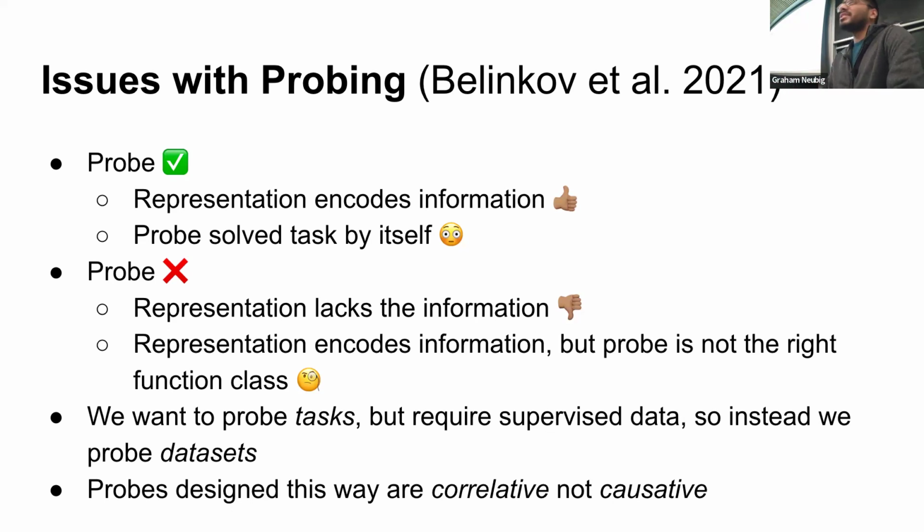Also, probes designed in this way are correlative, not really causative. Your underlying model is trained in a specific way, all of that information is disentangled and kind of thrown away, and you're only looking at the output representation, and you're saying, is my output representation correlated to the thing that I'm training this probe for? There's no notion of intervening on this latent space. There's no notion of causation, really. You're just seeing whether your representation is correlated with your property that you're probing for. And with these limitations, the community has moved a little bit away from this area.